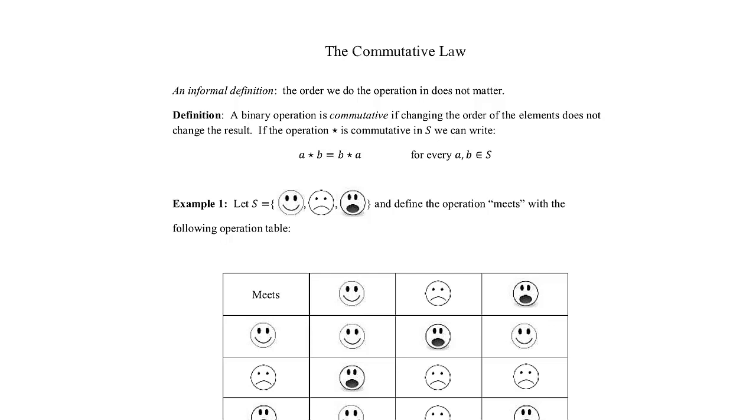An informal definition of the commutative law is when the order we do the operation doesn't matter.